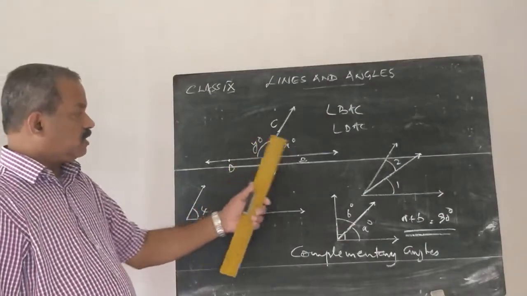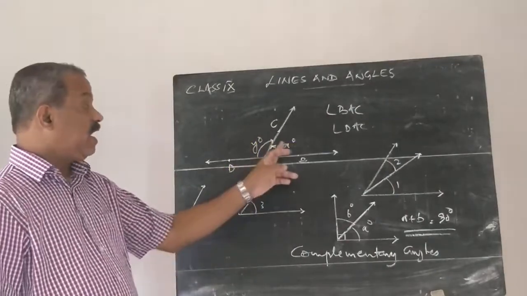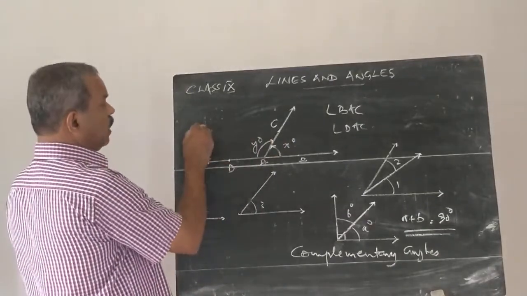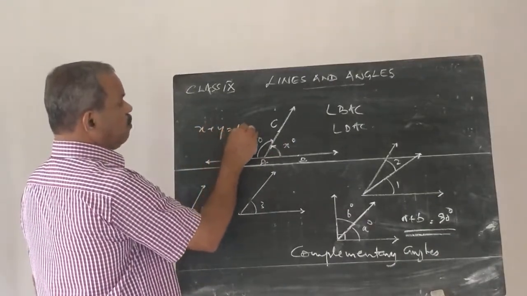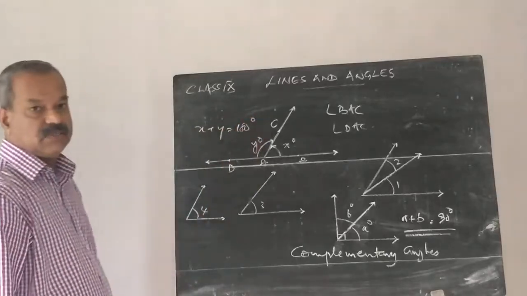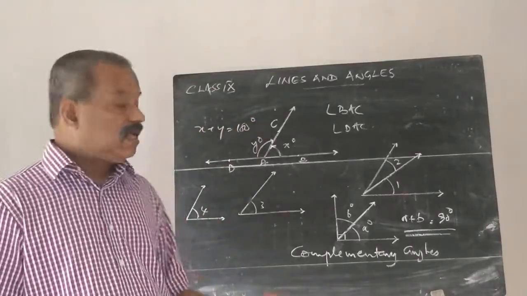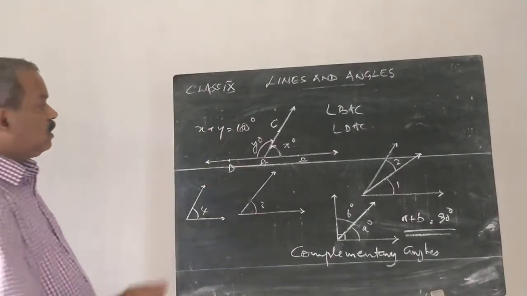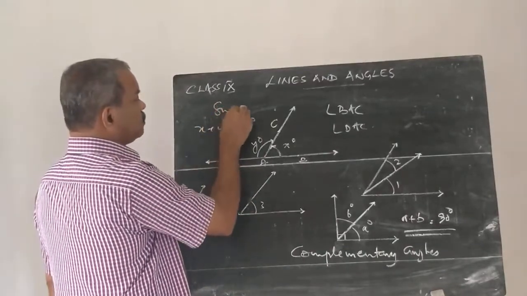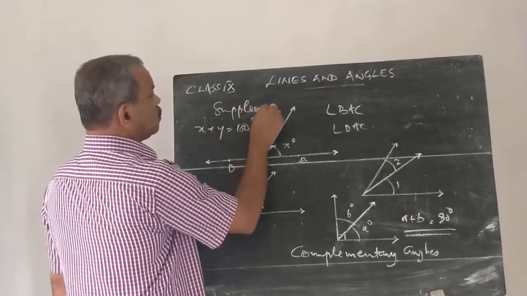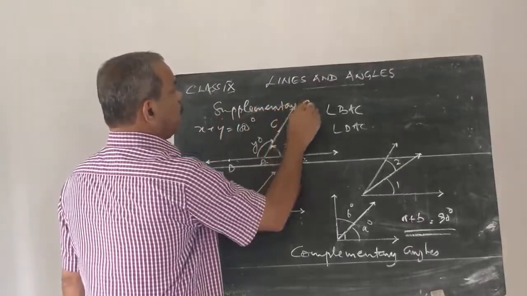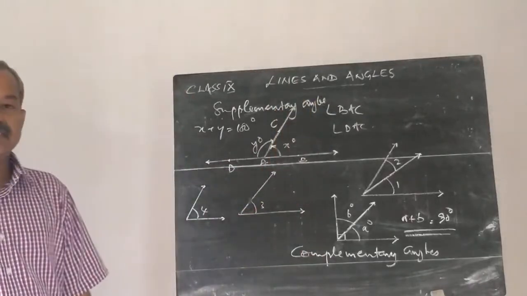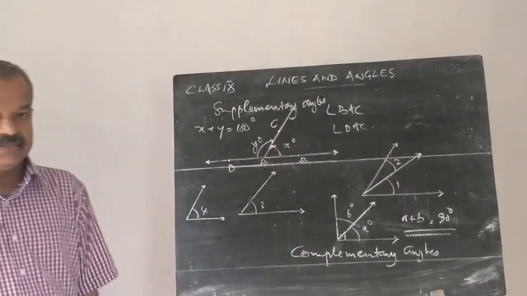Because these two angles are adjacent angles, the sum of their measures is x plus y equal to 180 degrees. Two adjacent angles whose sum is 180 degrees, such angles are called supplementary angles. Supplementary angles: the sum of two angles is 180 degrees.